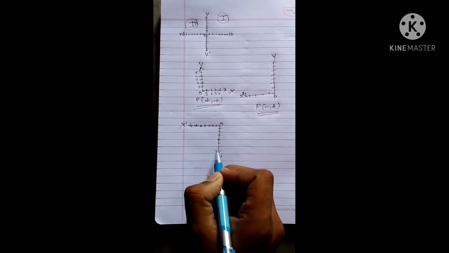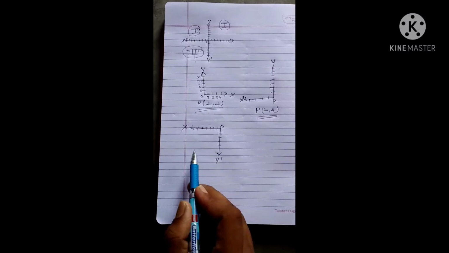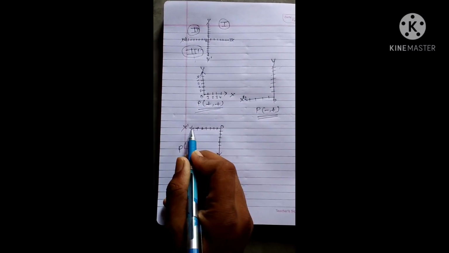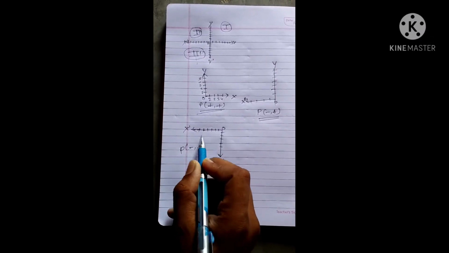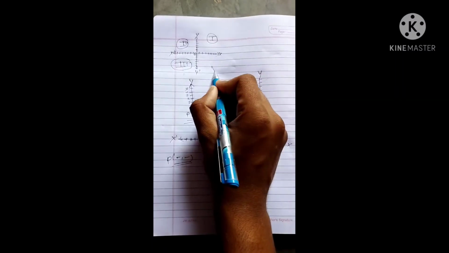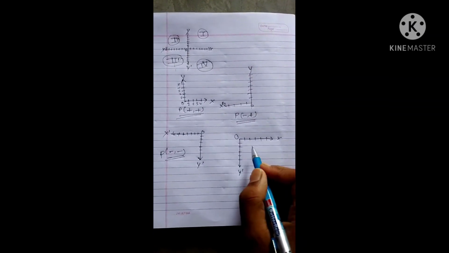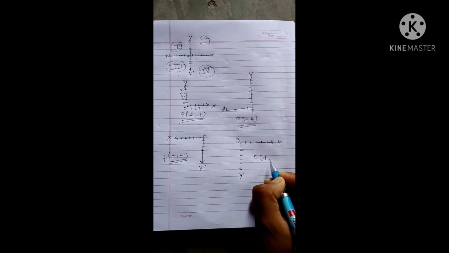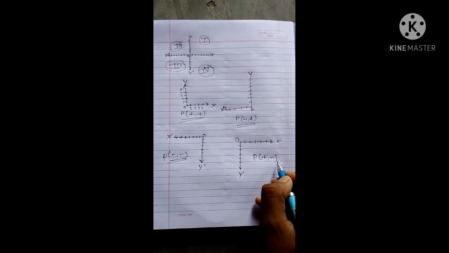Look, this is third quadrant, x dash y dash. Any point moves at first x negative, then it moves y also negative. The sign of third quadrant is minus minus. Now fourth quadrant is here. Any point moves at first x is positive, then it moves towards y negative. So the sign of fourth quadrant is plus minus.